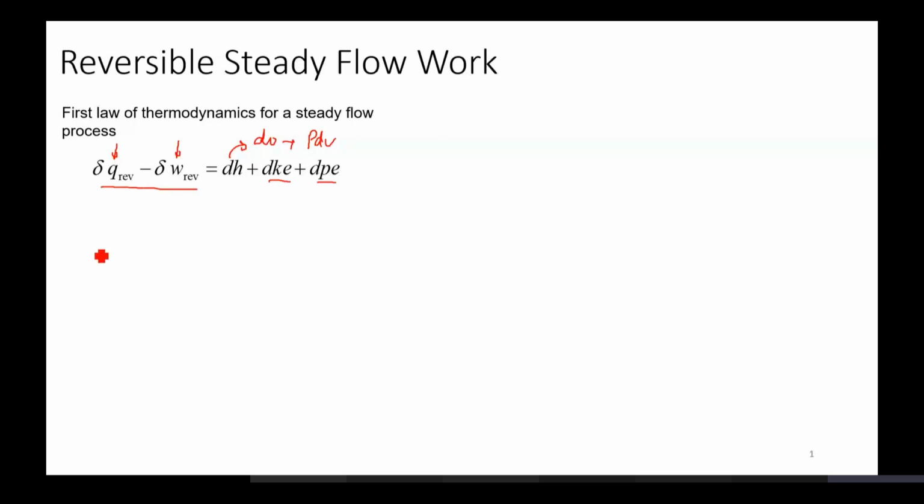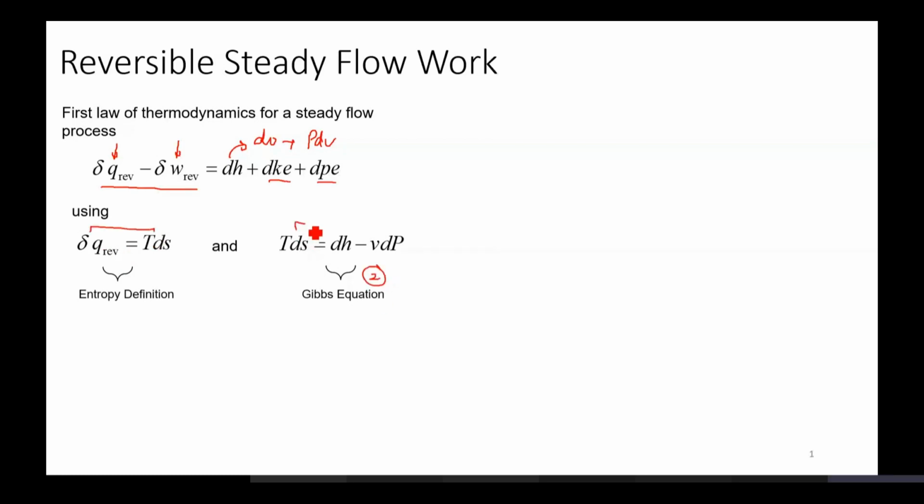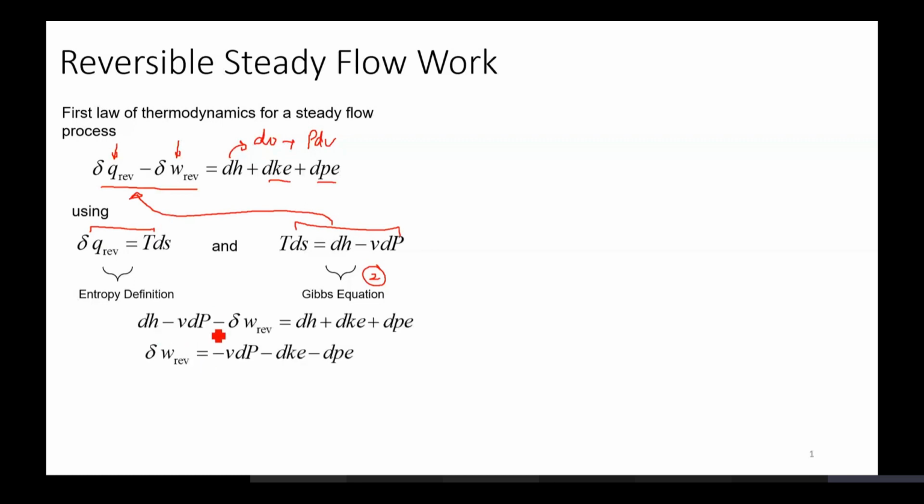Now, you know that del Q reversible is essentially equivalent to TdS, and the second Tds Gibbs equation says that TdS is essentially equal to dH minus VdP. So we'll plug in this TdS instead of del Q reversible, and we'll have an equation in which dH minus VdP and the rest of the equation remains the same. dH would essentially cancel out, and you'll have work reversible equivalent to minus VdP minus change in kinetic energy minus differential change in potential energy.